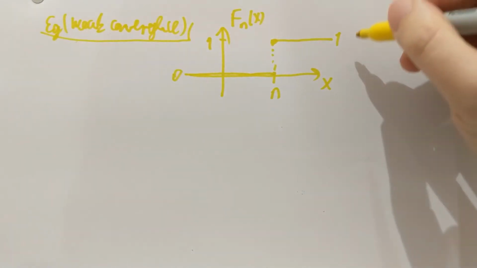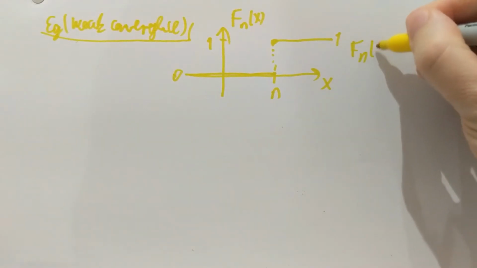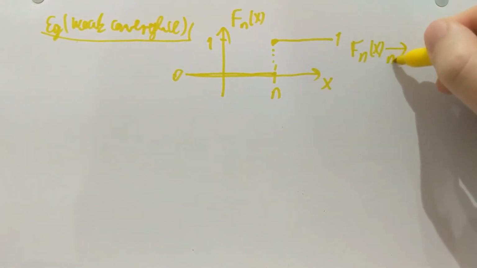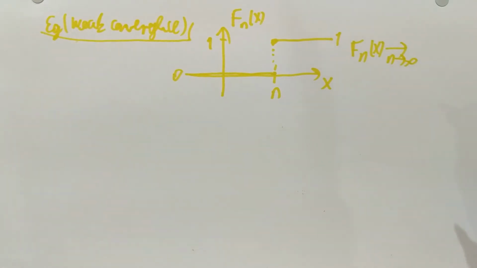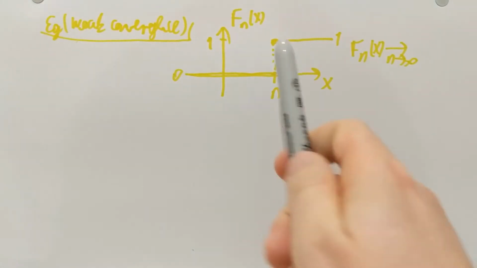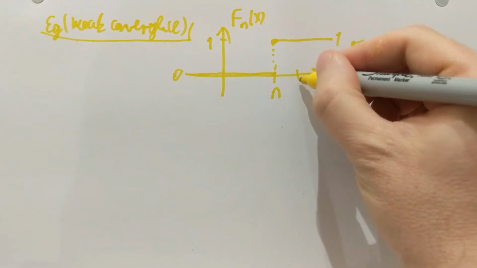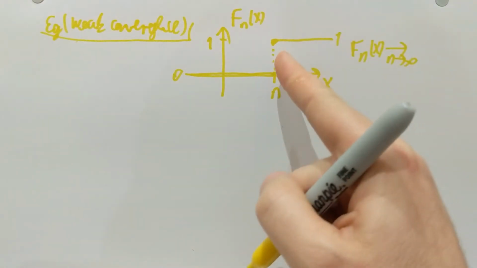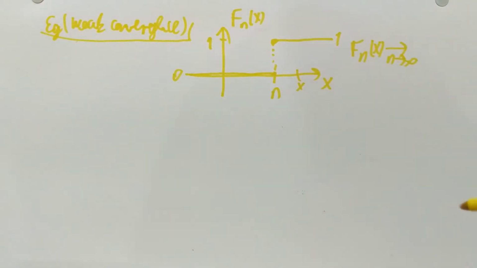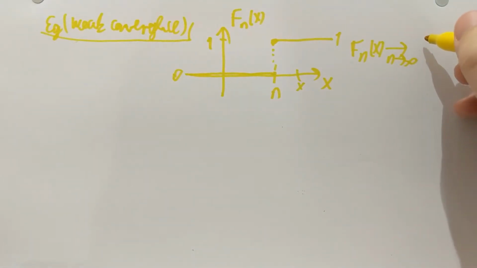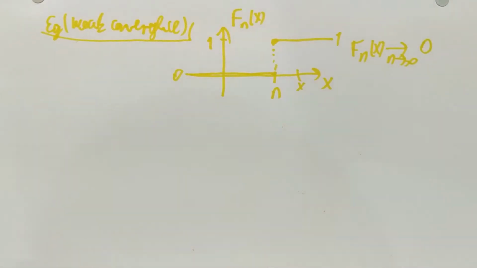So what happens to these distribution functions as n goes to infinity? And the answer is that as n goes to infinity, the jump position is pulled off to the right, infinitely far. And for any fixed point x, eventually this jump point will pull over x. And for any fixed point, the limit of these functions is 0.